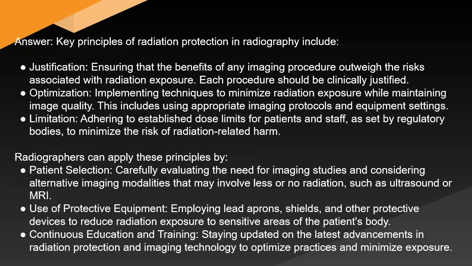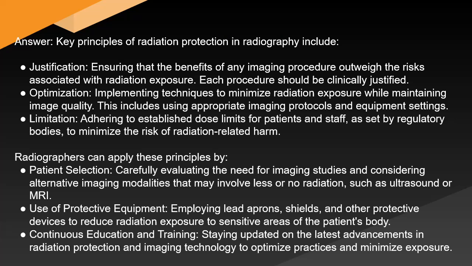What are the key principles of radiation protection in radiography, and how can radiographers apply these principles to minimize patient exposure? Answer: Key principles of radiation protection in radiography include justification, ensuring that the benefits of any imaging procedure outweigh the risks associated with radiation exposure. Each procedure should be clinically justified. Optimization, implementing techniques to minimize radiation exposure while maintaining image quality. This includes using appropriate imaging protocols and equipment settings. Limitation, adhering to established dose limits for patients and staff as set by regulatory bodies to minimize the risk of radiation-related harm.